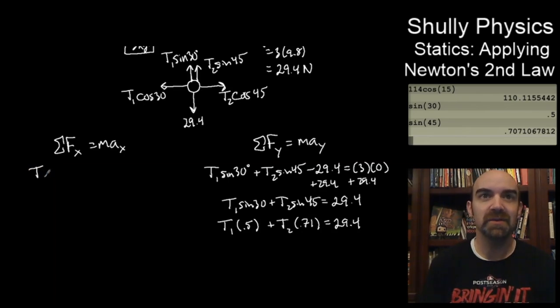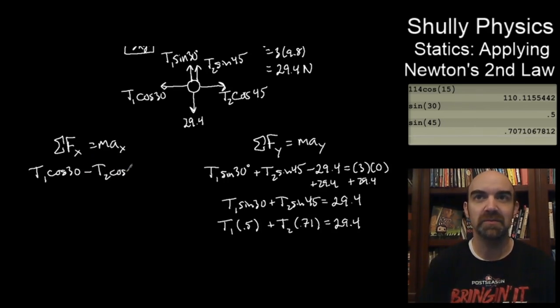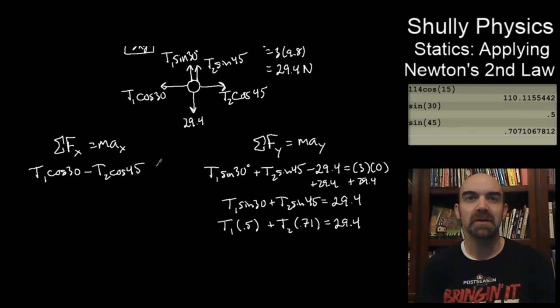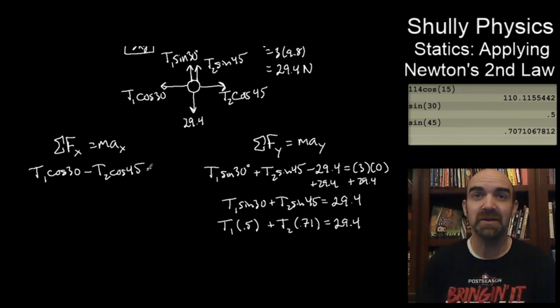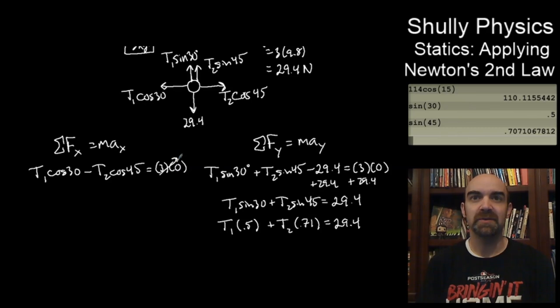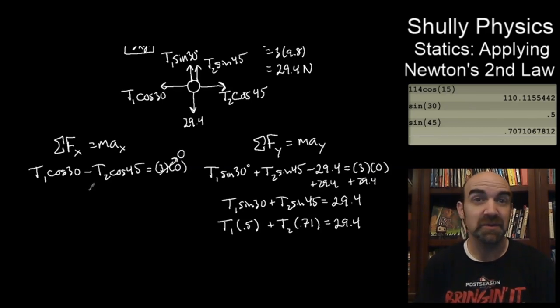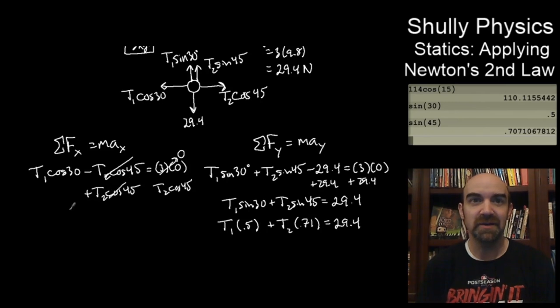Over here in the X, we've got T1 cosine 30 to the left minus T2 cosine 45 to the right. And if you're wondering, why'd you start with the left first? It's arbitrary. It doesn't matter. Pick a direction, especially in this case, because the acceleration is zero. All this side is zero over here. The only thing we can do here is add one of these to the other side. We'll bring it over. That cancels it out here.